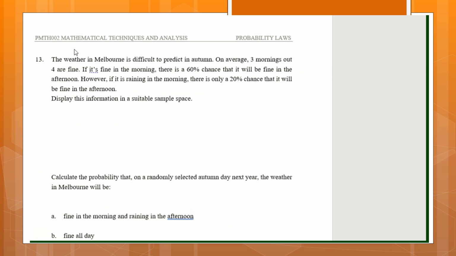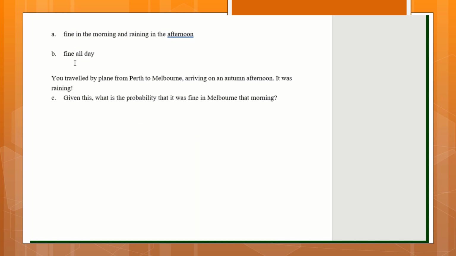All right, the weather in Melbourne is difficult to predict in autumn. On average, 3 out of 4 days are fine. If it is fine, this is also a tree diagram. So F, F prime: fine, not fine. 3 out of 4 is fine, 1 out of 4 is not fine. If it's fine, there's a 60% chance it will be fine in the afternoon. So fine again in the afternoon. Maybe fine in the morning you can call F1, and fine in the afternoon you can call F2. It's totally up to you how you call it. Draw the tree diagram and try to answer the questions.